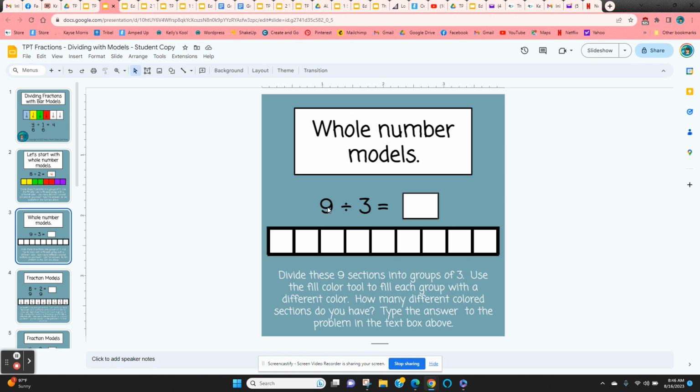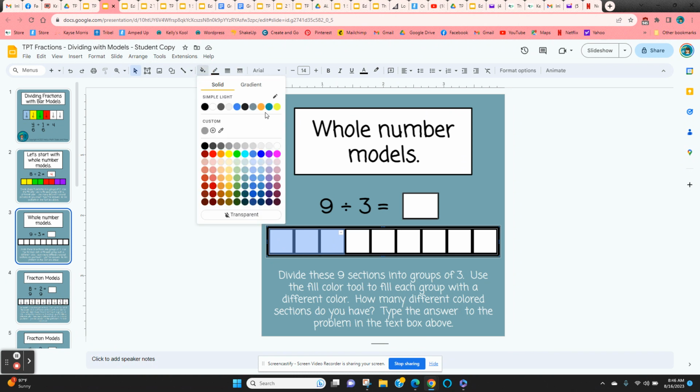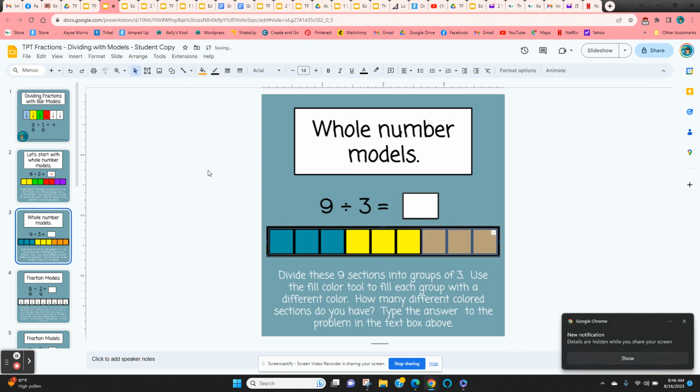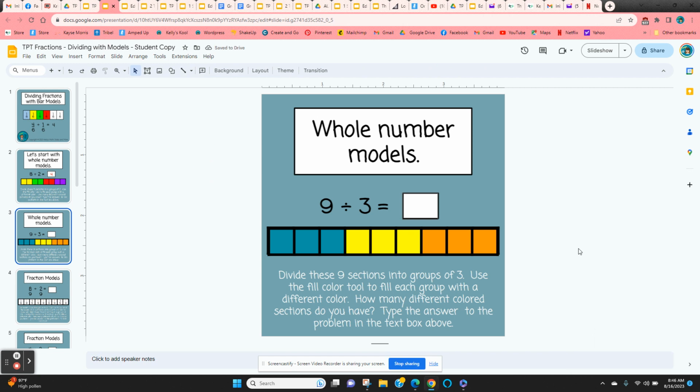another model, this one 9 divided by 3, so they've got 9 squares here in their bar. They're going to divide it into groups of 3s. So this time they're going to scroll across, highlight 3s. And again, make sure all 3 are different colors. So they can see here that they've divided their 9 into 3 groups of 3. So their answer is 3. And they just type in a 3 in the square.